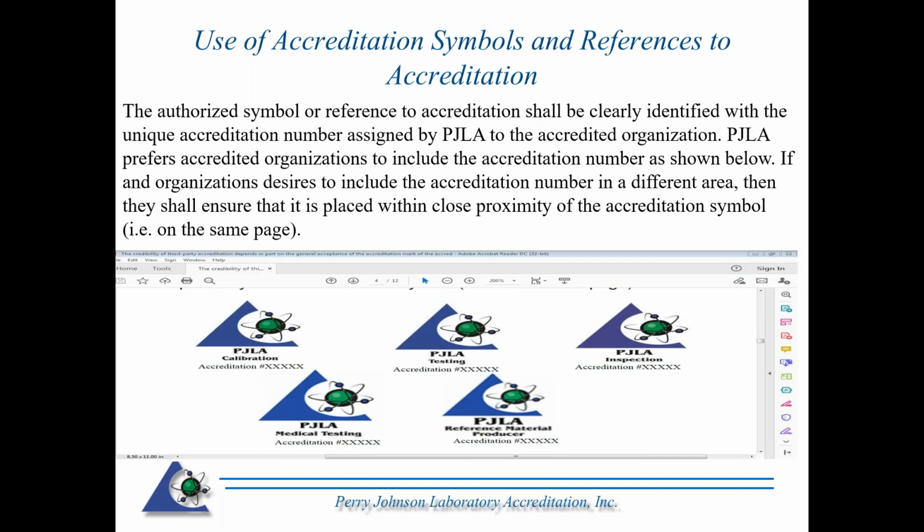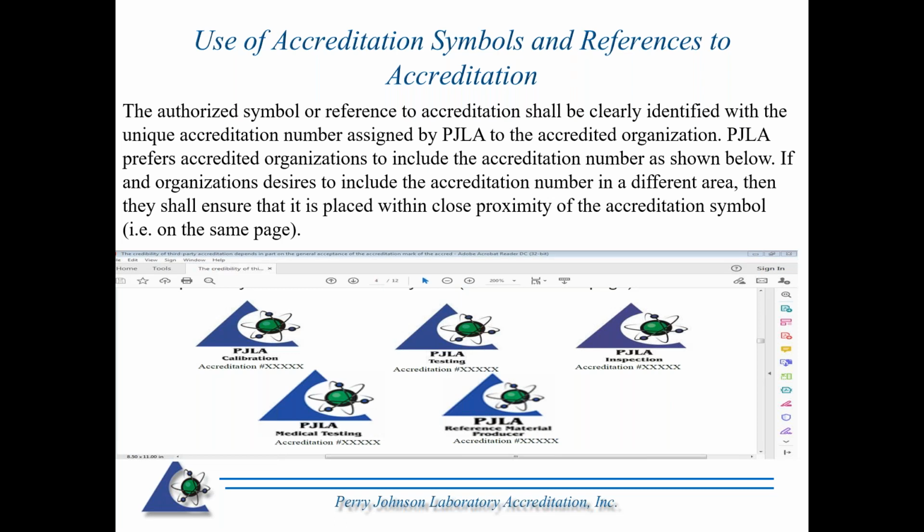This is an excerpt right out of SOP 3, where we have some illustrations on how our symbol needs to be presented. The authorized symbol or reference to accreditation needs to be clearly identified with the unique accreditation number assigned by PJLA to the accredited organization. PJLA prefers organizations to include the accreditation number as shown below.